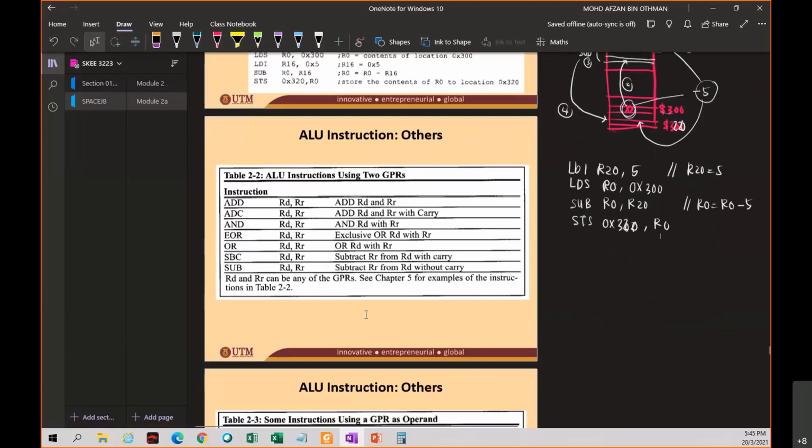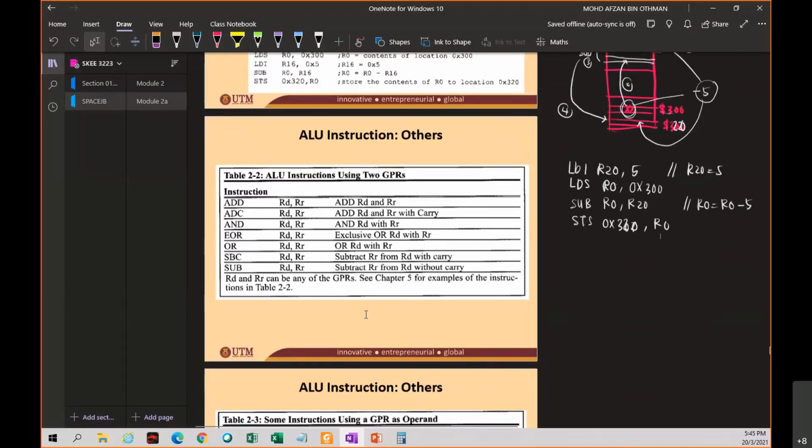Okay, and then this is a CLR, COM do the one's complement, NEG do a negative or two's complement, ROL rotate left, ROR rotate right. Okay, this one we will learn in module 6.